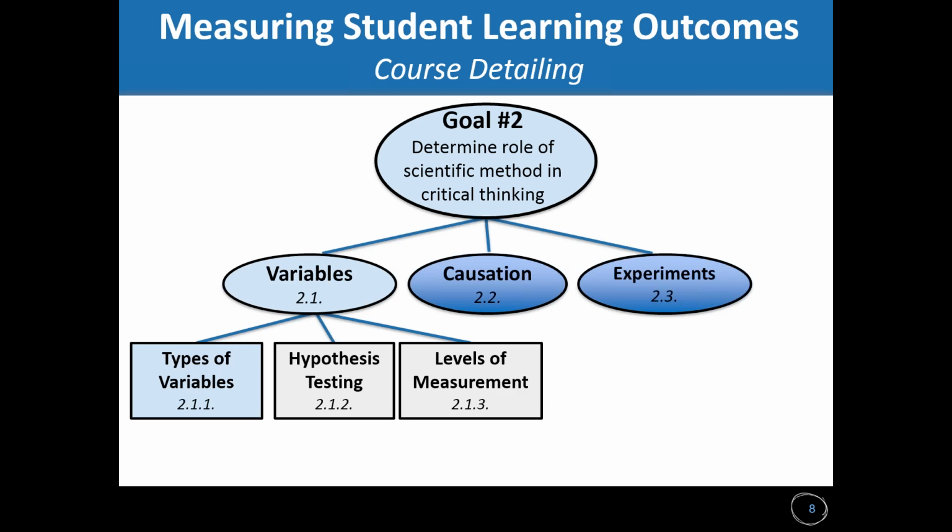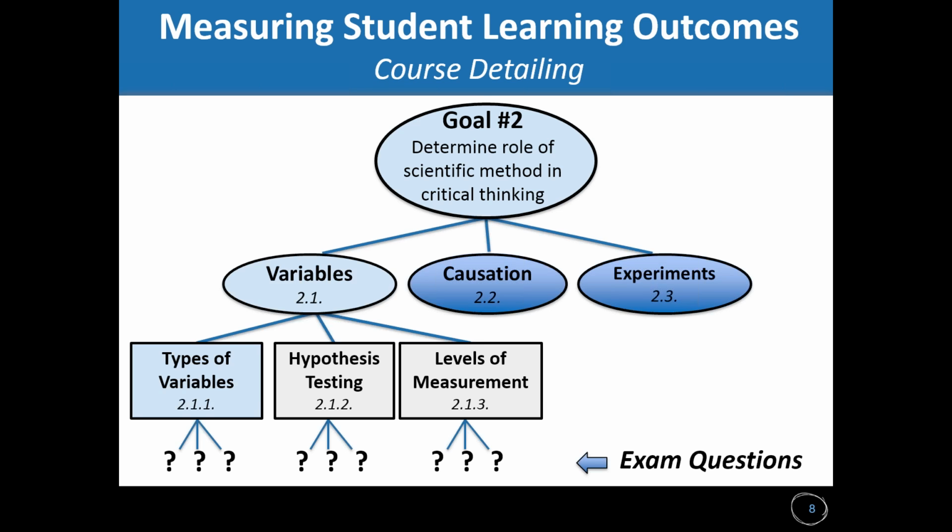So I want to take this analysis one step further. And I'm going to follow the path from goal 2 down to variables to one more step. So I'm doing the same kind of process again. If I'm looking at variables, what's the most important aspects or dimensions that I need to cover so that my students will understand what variables are? Those 3 options include the types of variables, hypothesis testing, and levels of measurement.